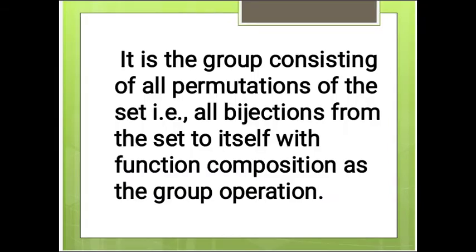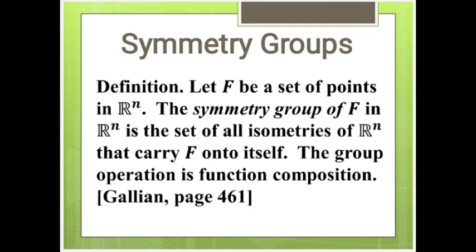So the symmetric group is the group consisting of all permutations of the set. In other words, all bijections from the set to itself, with function composition as the group operation. It is denoted by S sub n. Definition: let F be a set of points in R to the power of n.